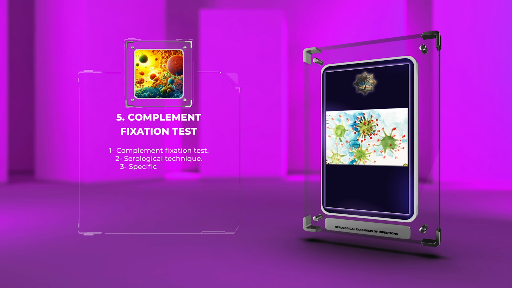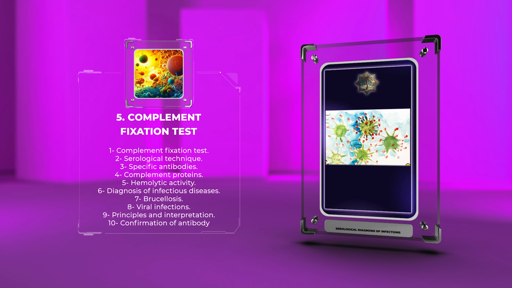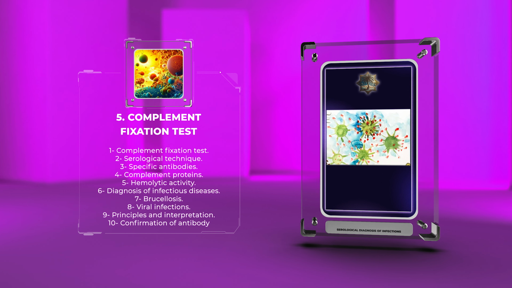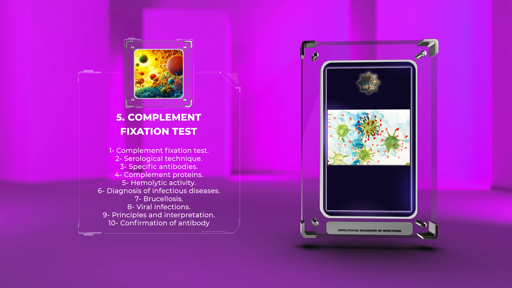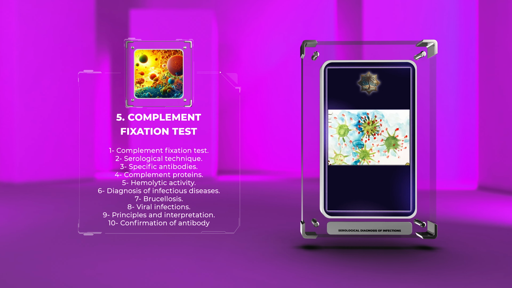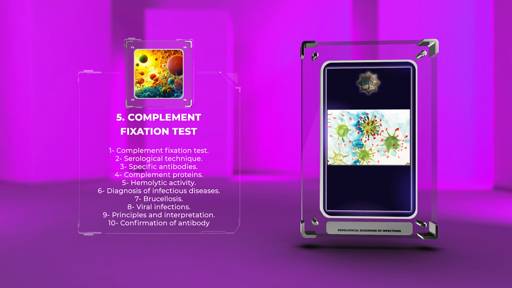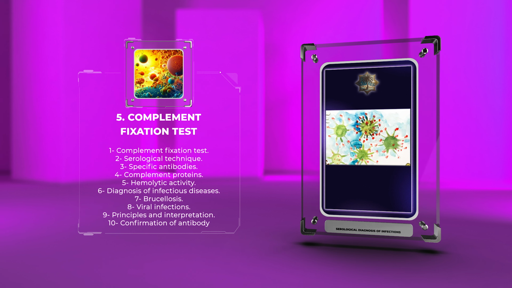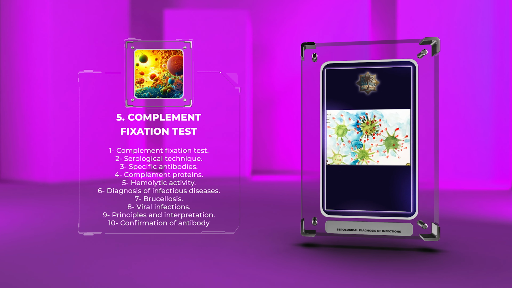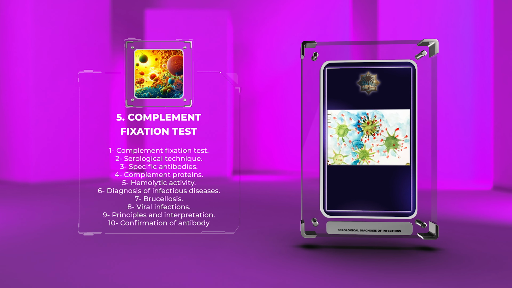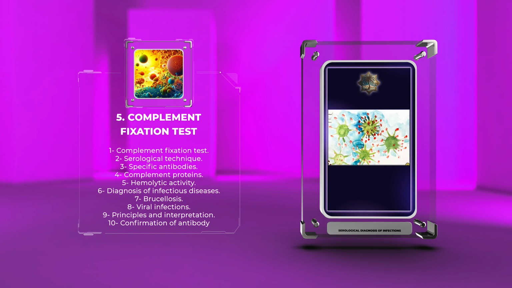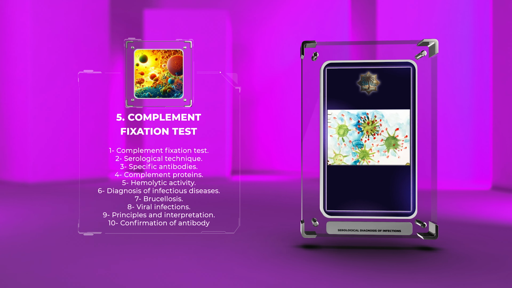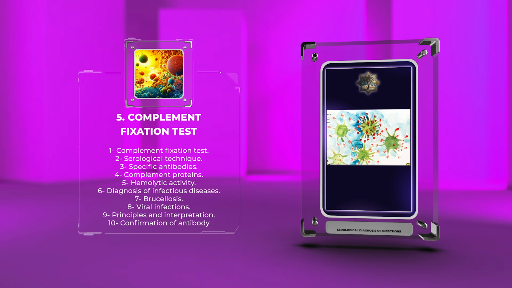The complement fixation test is a complex serological technique based on the principle that specific antibodies, when present, can fix or consume complement proteins. The absence of hemolytic activity in this test indicates the presence of specific antibodies. This test has been widely used in the diagnosis of various infectious diseases, including brucellosis and viral infections. Understanding its principles and interpretation aids in confirming specific antibody presence and the diagnosis of relevant diseases.